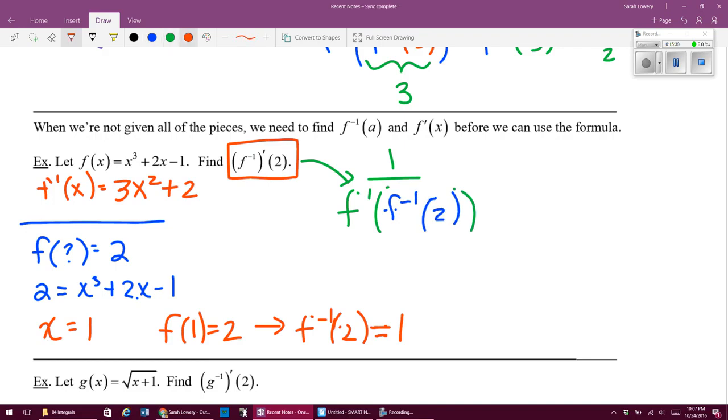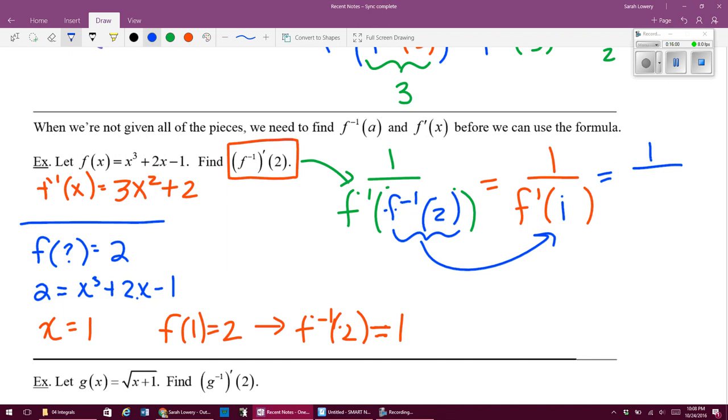So we just established f prime. This value is 1. The inverse of 2 is 1. So all I have to do is find my derivative plugged in at 1. Okay? 3 times 1 squared plus 2. And I'm going to get 1/5. 1/5. Okay? So let's do one more, one last one.